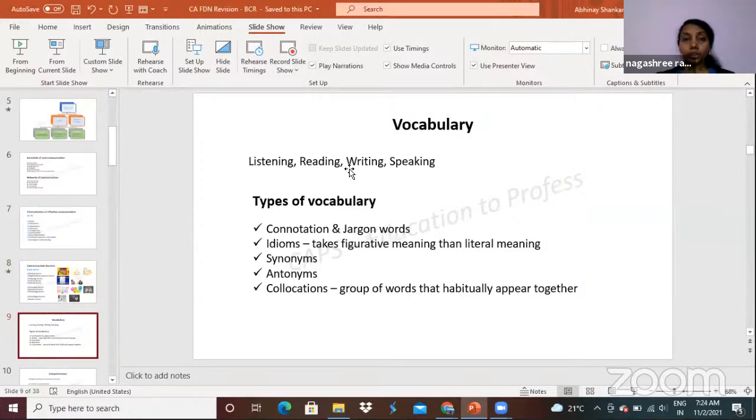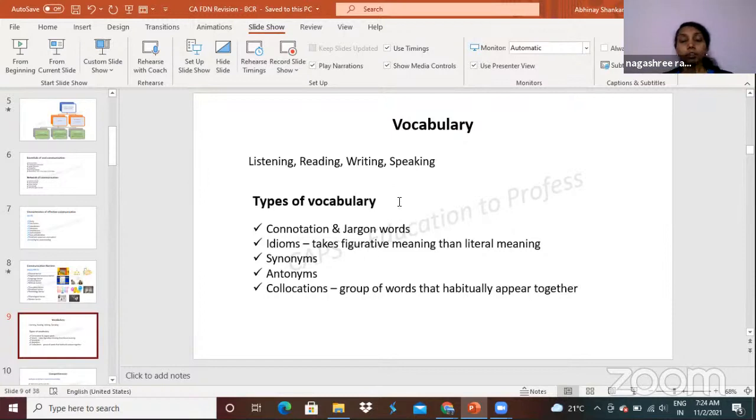So writing and speaking is termed as expressive vocabulary, because only when you're writing and speaking, that is when you're able to express. And listening and reading is referred to as receptive vocabulary. That is when you're able to receive or hear and get to know different kinds of words.